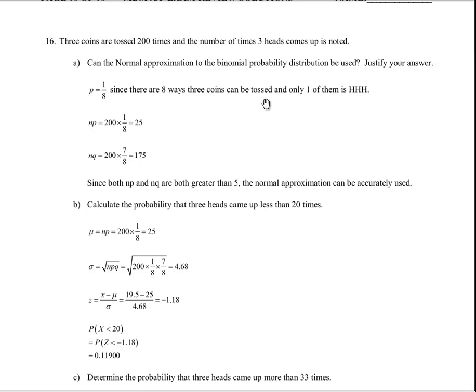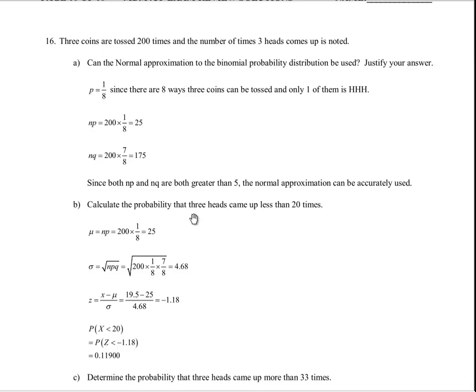Okay, and so in order to figure out if the normal approximation is good or not, you look at the value of NP. So 200 times 1/8, which is 25, and also NQ. Q would be 7/8 because 1/8 subtracted from 1 would be 7/8. Now, if those two values are both bigger than 5, that's the test, then the normal approximation can accurately be used. This is actually a binomial situation, but the calculation would be so huge, it's quite laborious. So the normal approximation is a lot quicker to do.